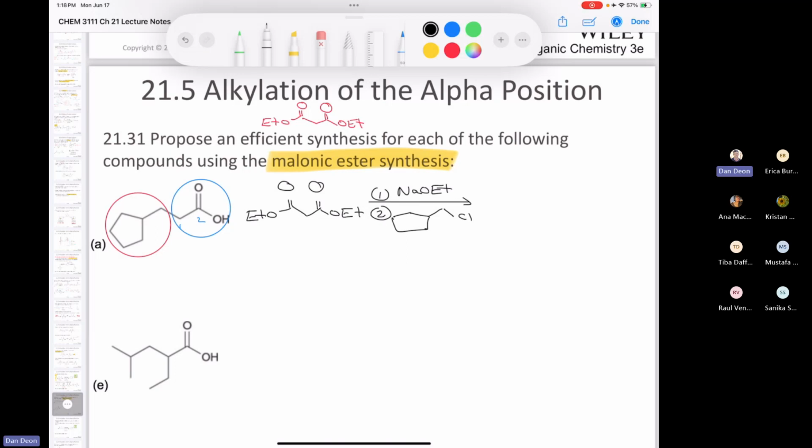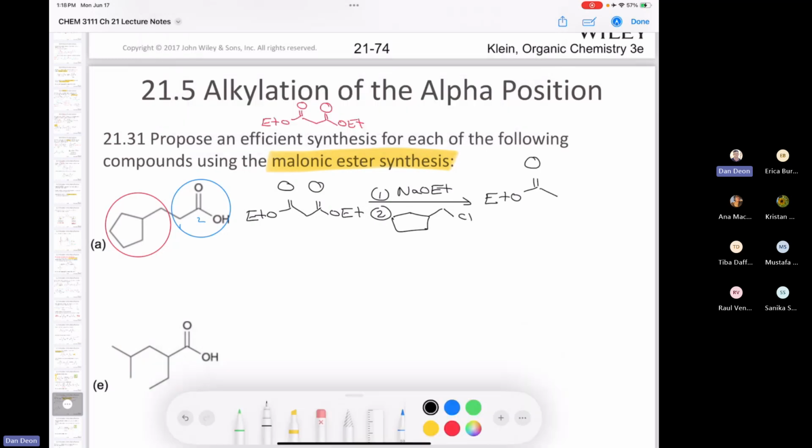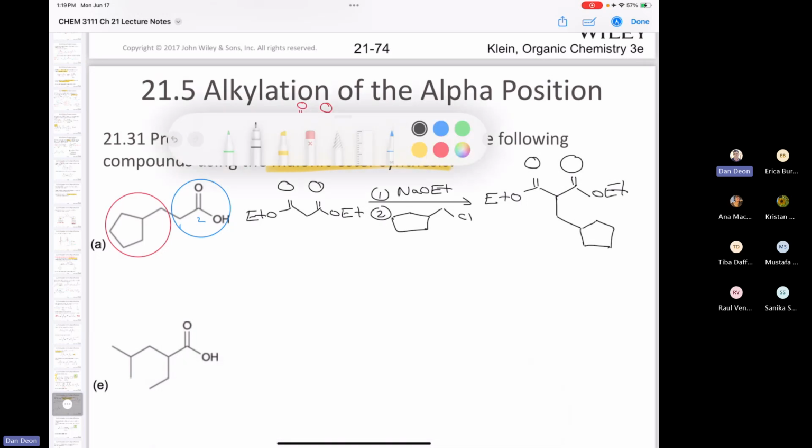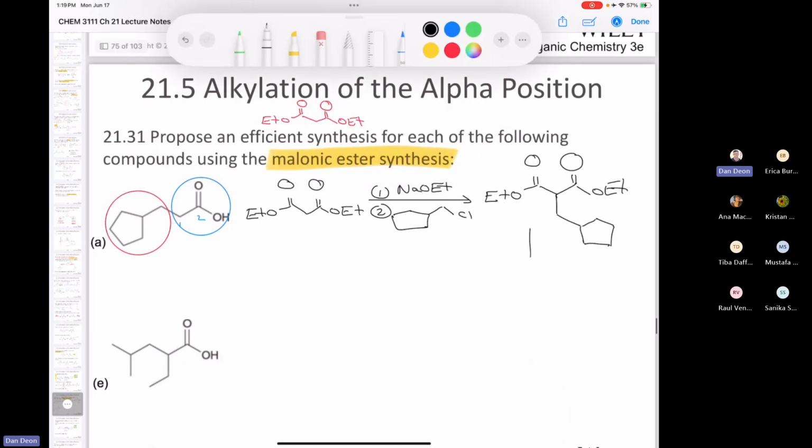So what your intermediate is going to look like is this. You're going to have your diethylmalonate molecule like this, but now you're going to have CH2 and you're going to have your 5-membered ring attached like that. So then all you have to do to finish it up is say, okay, I'm going to H3O plus and heat, and that is going to give me the product like that. Give me a thumbs up if you follow me on that.